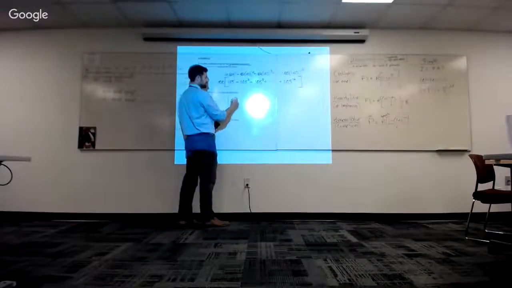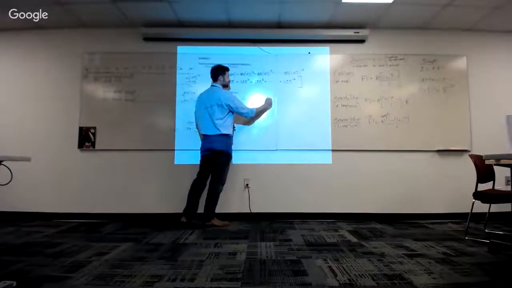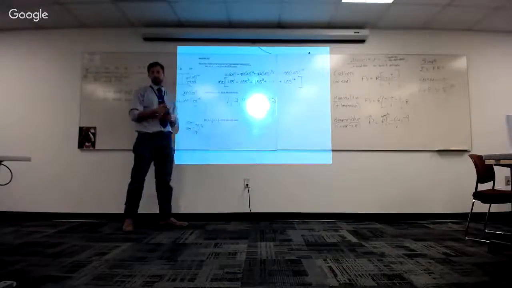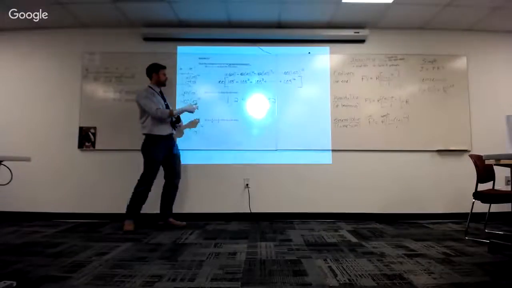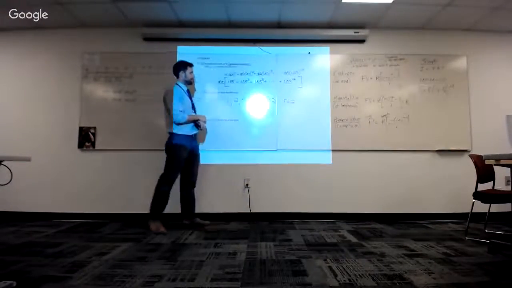So 1 times 2 is 2, and then times 2 again is 4, times 2 again is 8, times 2 again is 16, times 2 again is 32. That's a geometric sequence because you're multiplying over and over again. It's a geometric sequence. The common ratio in this case is 2.